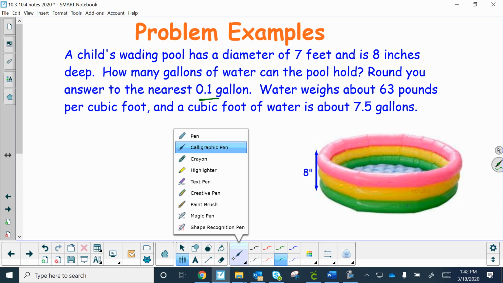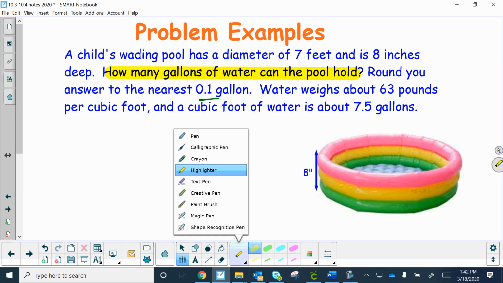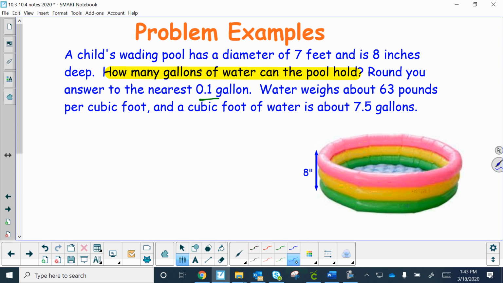So I need to go highlight what it is that we're trying to find. Okay, so it says how many gallons of water can the pool hold? That's all we're looking for. How many gallons can it hold? And then they gave us some information down on the bottom. So what I need to solve for first is the volume. So let me get my pen and let's find the volume.